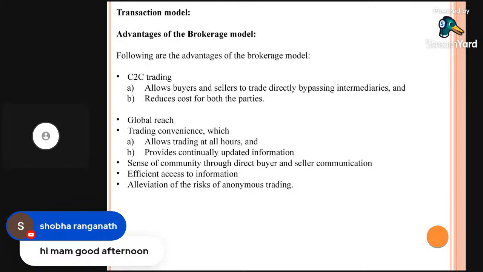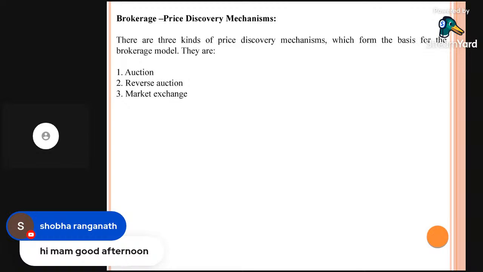Okay, let us understand about the third unit in the first block. Here we have understood about the various business models of e-commerce. In your books, on page number 47, they have given a few important questions.